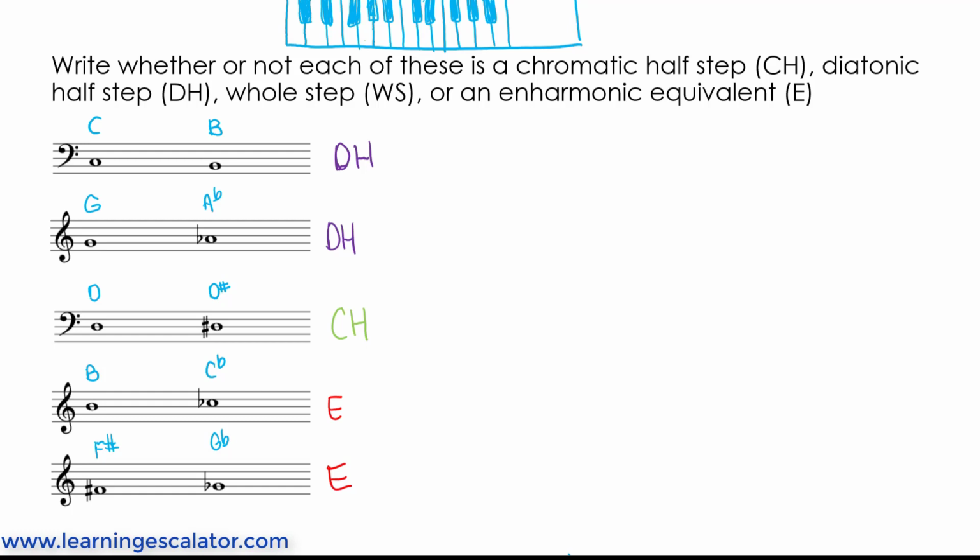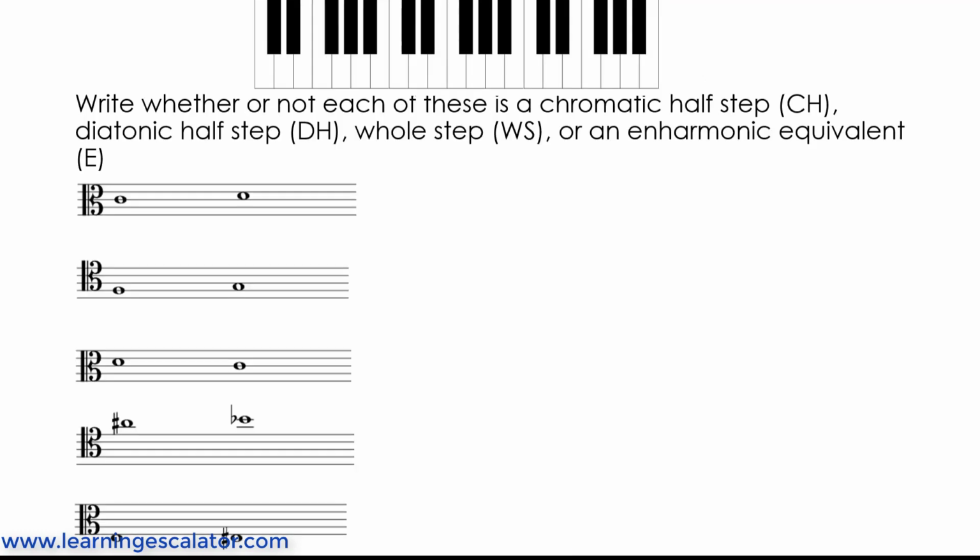Now for the alto and tenor section, you can try it out yourself, and I'll give the answers in the next video or in a separate slide. Write whether or not each of these is a chromatic half step, diatonic half step, whole step, or an enharmonic equivalent. So the first one is an alto clef. The first note is a C, and the second note is a D. C to D is one half step and two half steps, so it's a whole step.